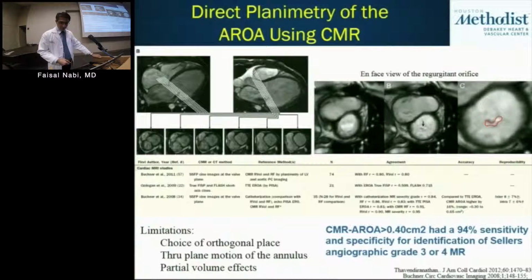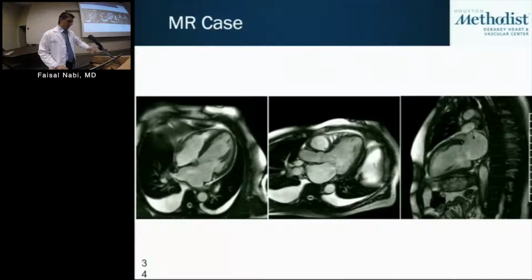This is a nice paper that looked at using an anatomical regurgitant orifice, where you create multiple slice locations through your leaflet tip and find the smallest maximal opening and trace that. And this is not an effective regurgitant orifice, but rather an anatomical orifice. Here they found a similar cutoff of about 0.4 had a high sensitivity and specificity for Seller's angiographic grade 3 or 4 MR. So, apart from volumetrics, we can use some other tricks potentially to also help quantitate mitral regurgitation. So I'll move a little bit quicker on the cases.